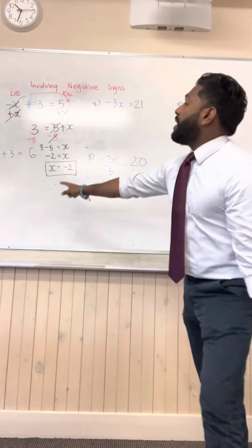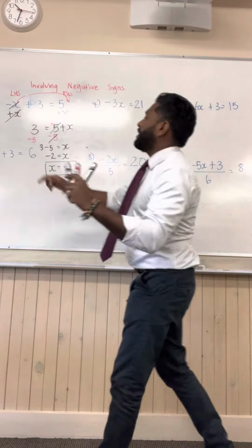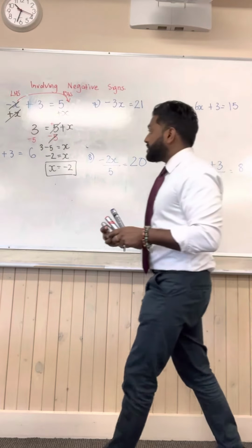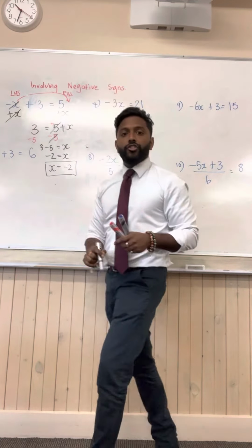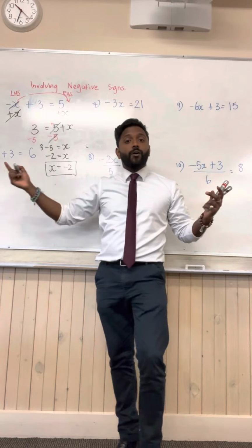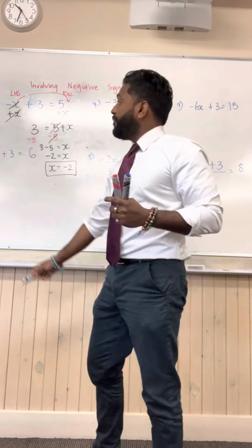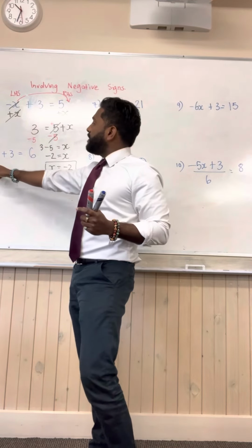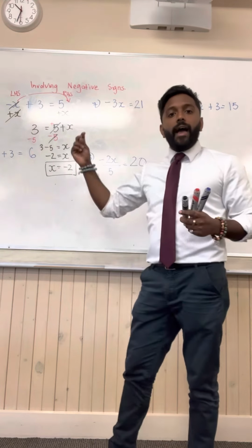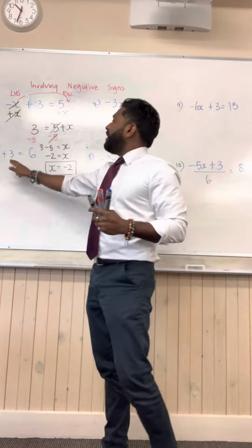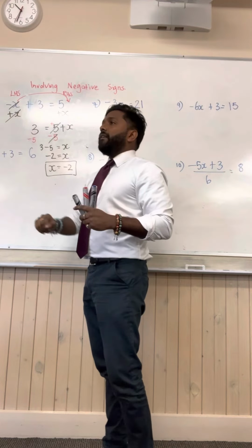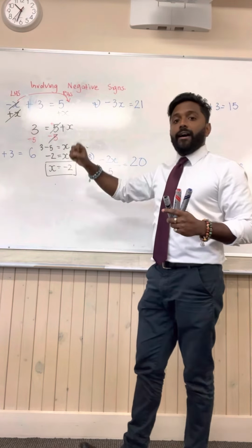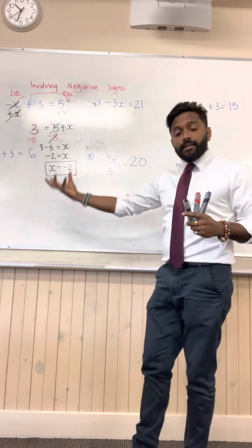Next question is g plus 3 equals 6. What's annoying the g? Not all the time you're going to have an x, a y, a z, or whatever. You can have random unknowns. So here you've got g plus 3 equals 6. How do you get rid of the thing that's annoying the unknown? Because at the end of the day, you want to have g equals something.